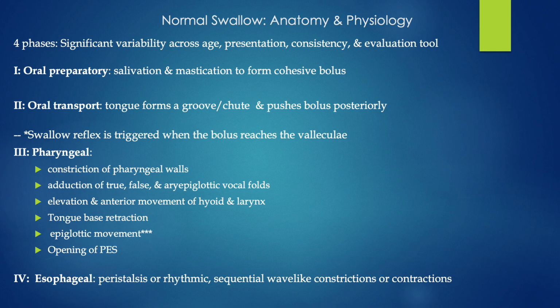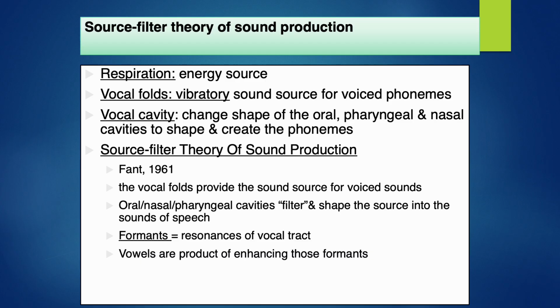And then also in the pharyngeal phase, we have the opening of the pharyngoesophageal sphincter, or the UES, upper esophageal sphincter. When the bolus passes through the upper esophageal sphincter, we have the esophageal phase, where we see peristalsis, or the rhythmic sequential wave-like constrictions or contractions that push the food down toward the stomach.